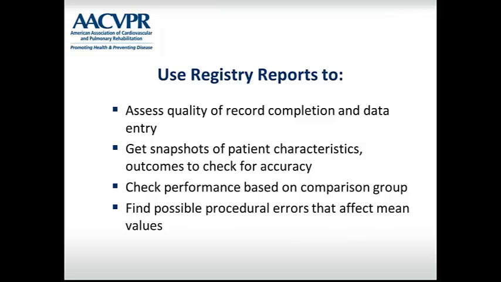So use the reporting features to assess the quality of your record completion and your data entry. You can get quick snapshots of patient characteristics, gender, diagnostic categories, things like that. And you can look at the general outcomes to check for accuracy. You can check your program performance based on your comparison group. And by reviewing your data regularly, you can find possible procedural errors that may affect the mean outcome values, and that would prompt either a review of your data or a quality improvement project.